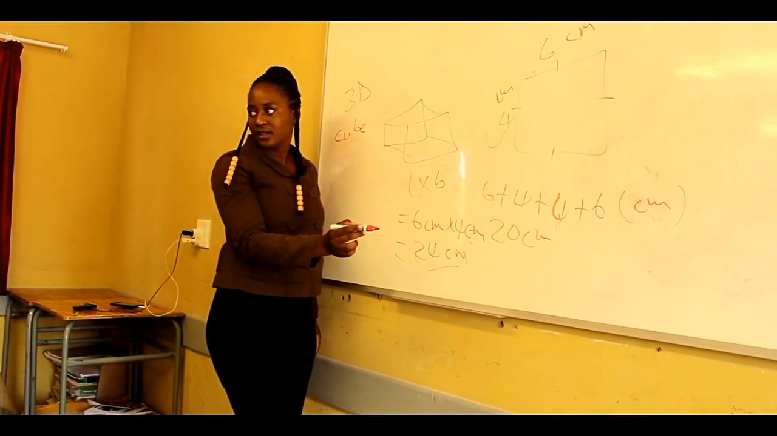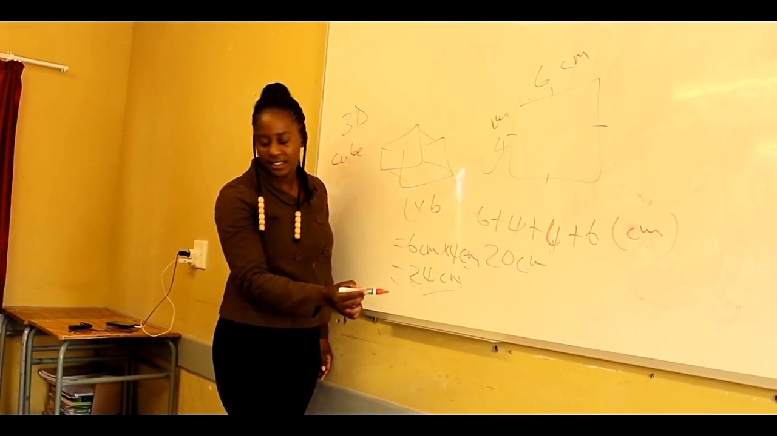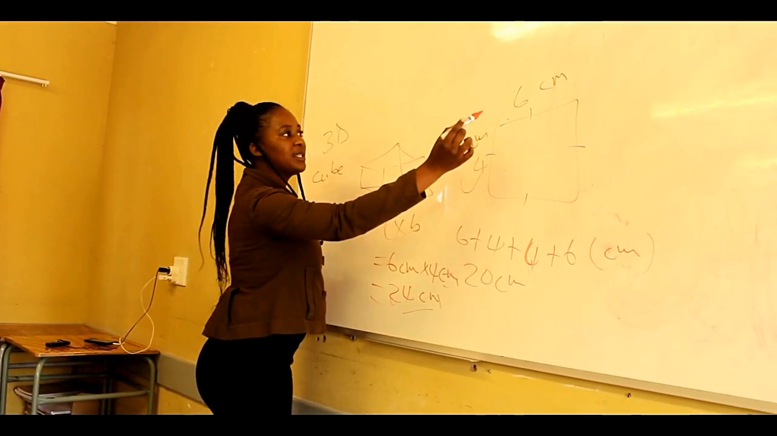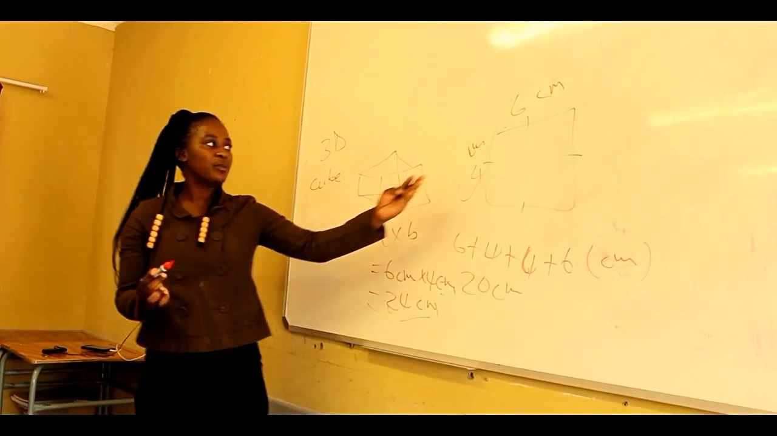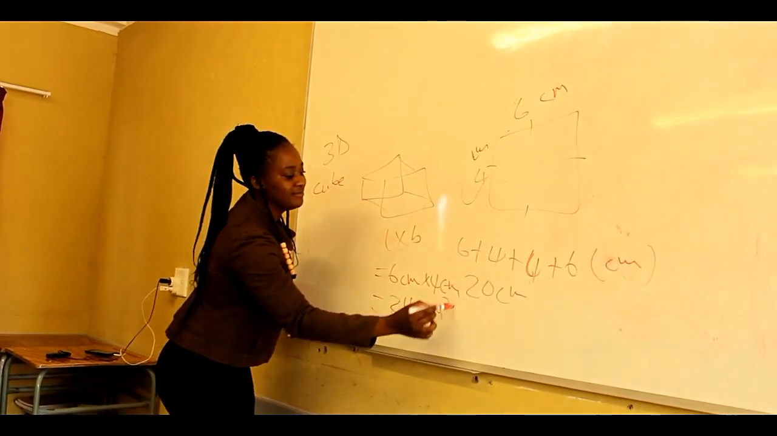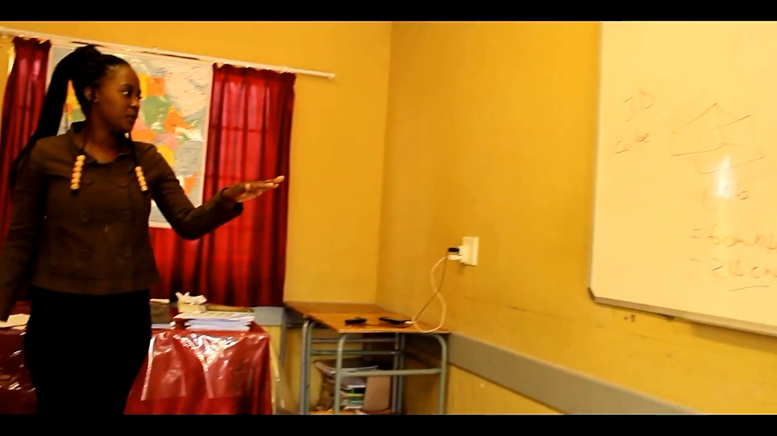No, miss, there's no unit. There is units. Then you should add the square. Not add, you multiply squares. 6 centimeters times 4 centimeters. You are multiplying centimeters also. That's centimeters squared. Squared, yes. That's all. Do you know how to calculate it?